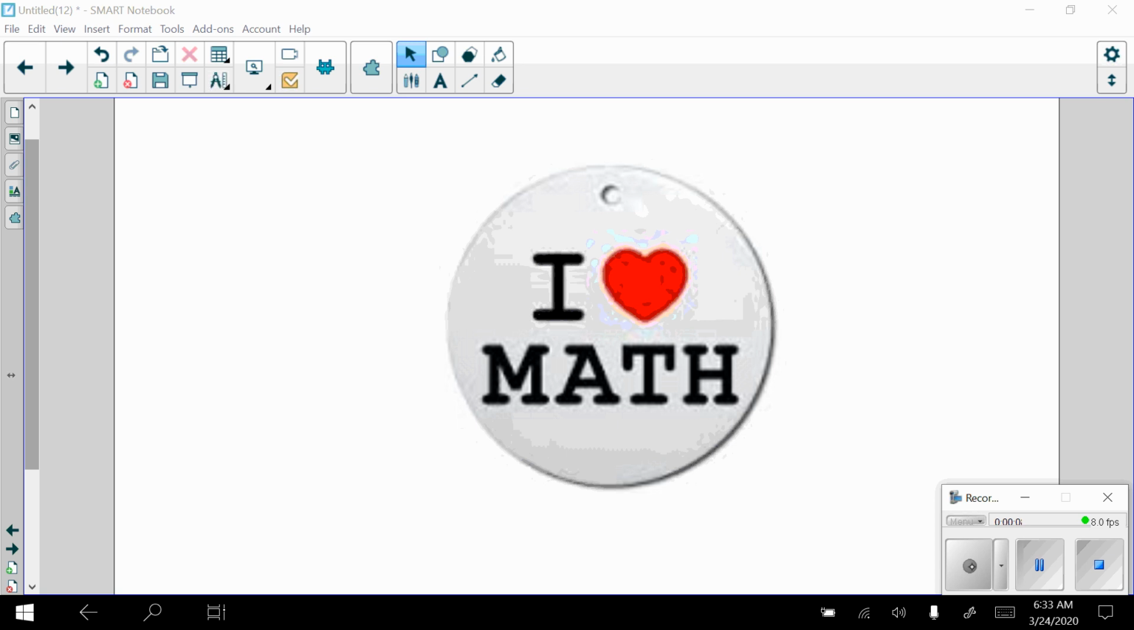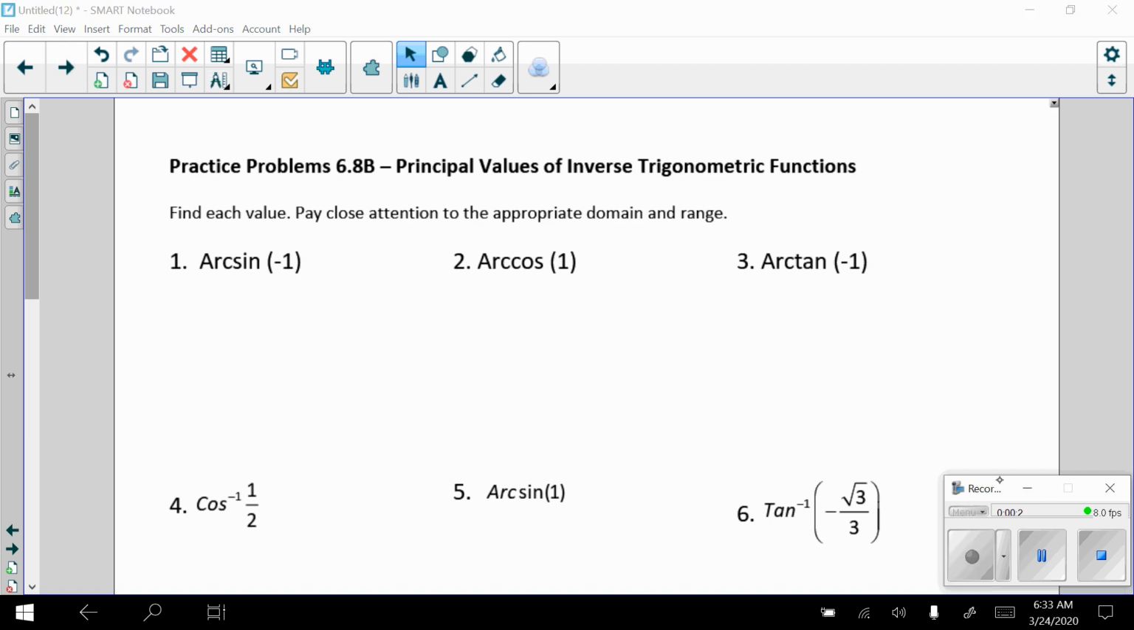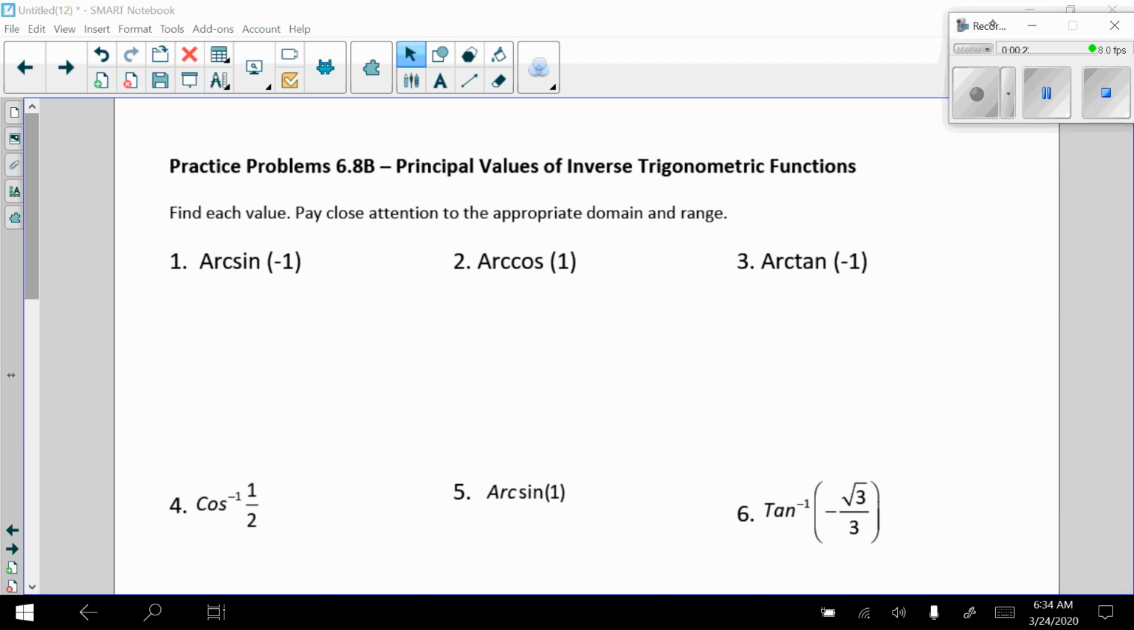We're going to be working on worksheet 6.8b, which is page 55 in your packet. It's on principal values of inverse trig functions, and it looks like this. Let me move this out of the way.